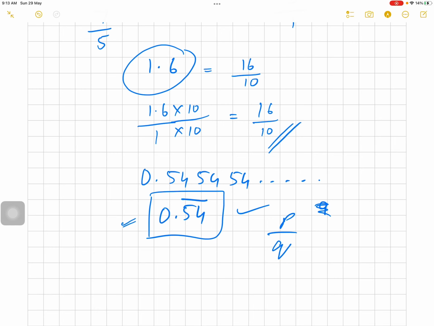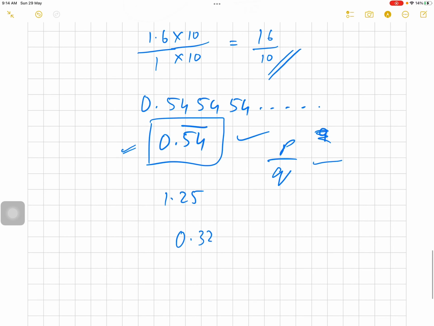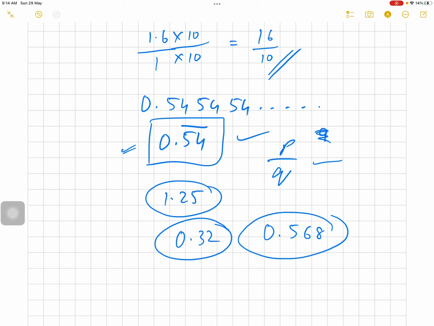Any number which is recurring can be written in P by Q form, or any number which is terminating. For example, 1.25, it is terminating because the decimal is getting over, right? It's only 1.25, that's it. Or 0.32, 0.568. So these are terminating decimals. They are coming to an end.